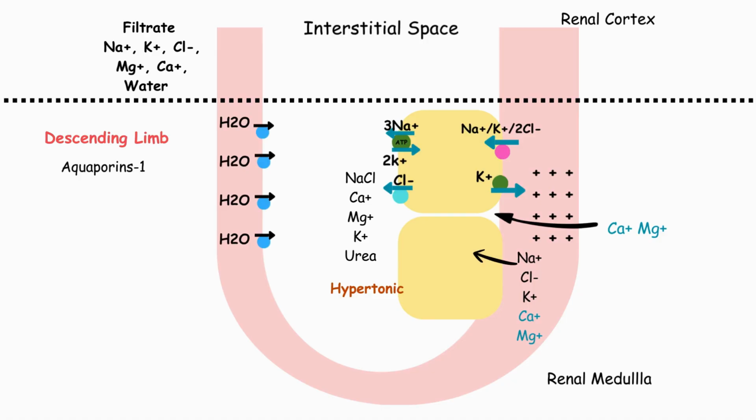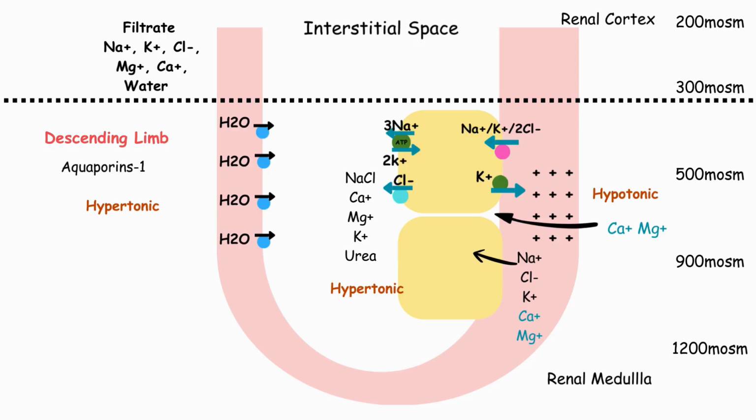So, as we go up an ascending limb, solutes are absorbed into interstitial space. The filtrate here becomes hypotonic and less concentrated. That's why osmolality of filtrate is less as it reaches distal tubule in cortex region, and as we go down in descending limb, water is absorbed into this space. Filtrate here becomes hypertonic and more concentrated.